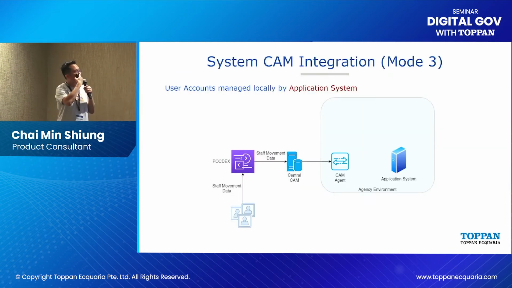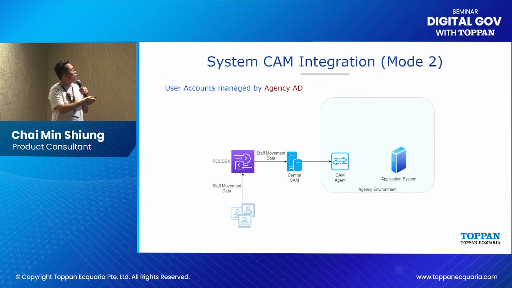So this is the first mode of authentication, whereby the user accounts are managed locally by your application system. So authentication and authorization are all done within the application system. And when there is staff movement, let's say an officer leaves the service, you'll be notified through the CAM system, through APIs, and you are required to do 2 steps. One is to remove the account, and one is to remove the access rights. So if you have many applications, you have to do this many times.